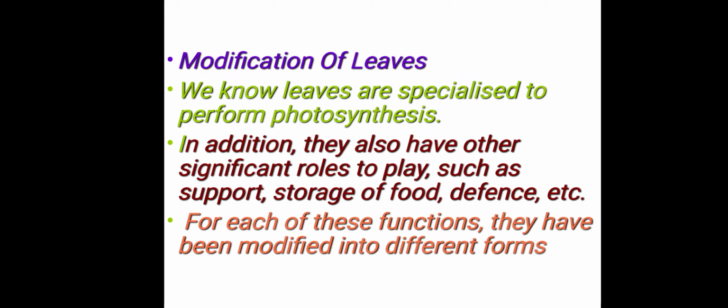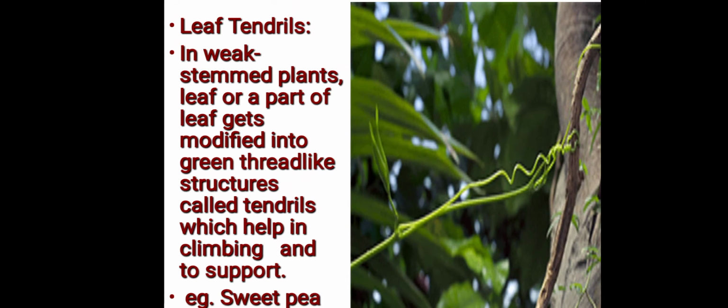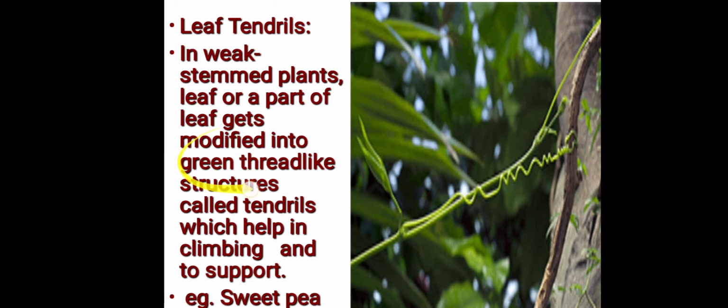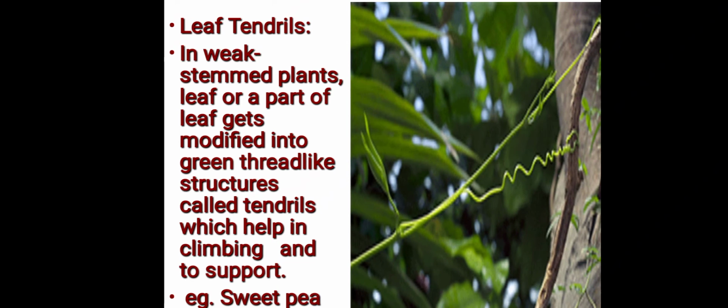Modification of leaves. We know all leaves are specialized to perform photosynthesis. In addition, they also have other significant roles to play, such as support, storage of food, and defense. For each of these functions, they may have been modified into three different forms. First one is leaf tendrils. In weak stemmed plants, a leaf or a part of a leaf gets modified into green thread-like structures called tendrils, which help in climbing and support.